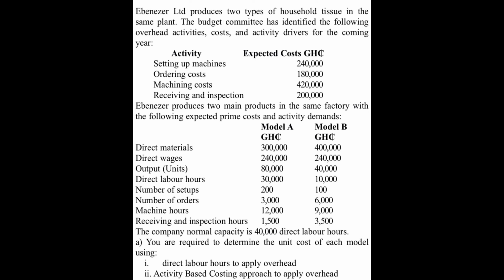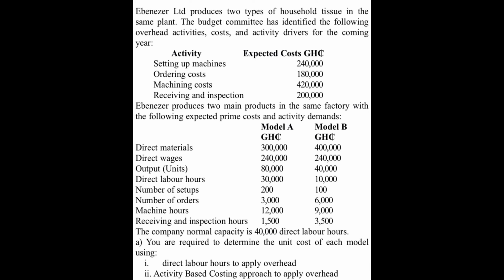Ebenezer produces two main products in the same factory with the following expected prime costs and activity demands. We have model A and model B. Direct materials 300,000 for model A, 400,000 for model B. Direct wages 240,000 for model A, 240,000 for model B. Output units 80,000 and 40,000 for model A and model B respectively.